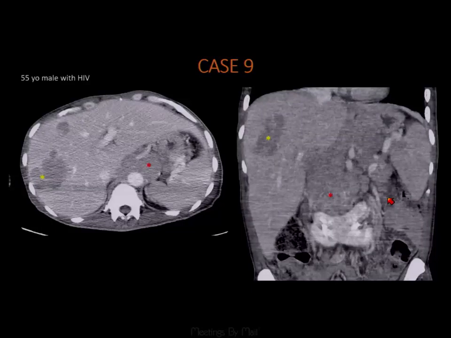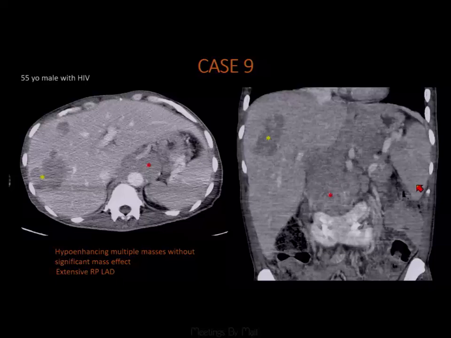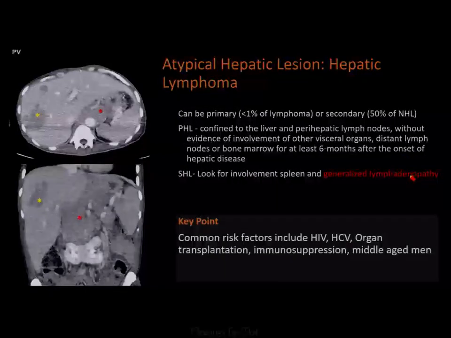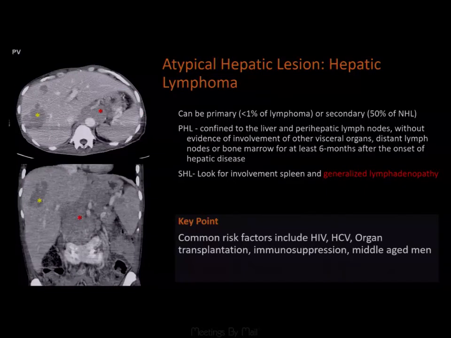All right, case 9, we have a 55-year-old male with HIV. We have multiple hypodense lesions without significant mass effect. There's extensive retroperitoneal lymphadenopathy. The vessels appear to be encased and penetrating through rather than occluded. This is a case of hepatic lymphoma. It can be primary or secondary. Primary needs to be confined to the liver and the perihepatic nodes for 6 months from onset of the disease, whereas secondary, you want to look for spleen involvement and generalized lymphadenopathy.